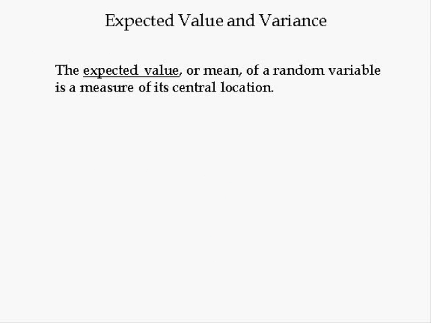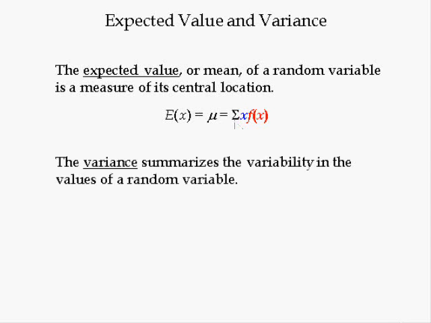The expected value of random variable x is denoted mu, and is found by multiplying the values of random variable x with the corresponding probabilities and then summing these up. The values of x are in blue. The probabilities that are associated with those x's are in red. And then we sum them up over n.